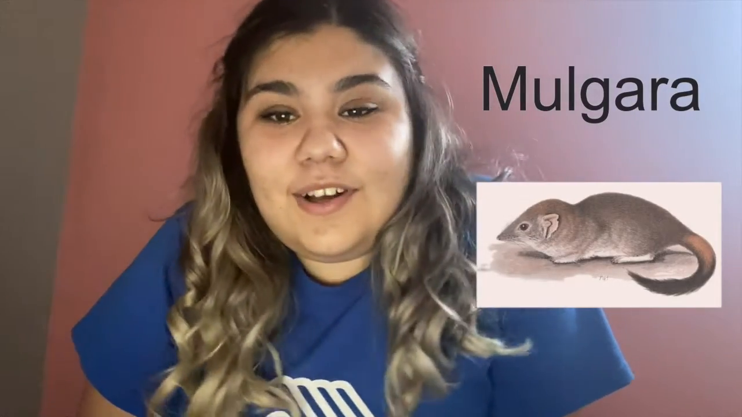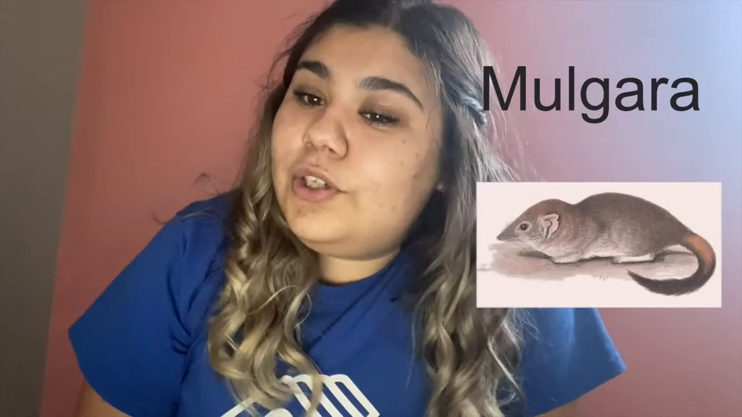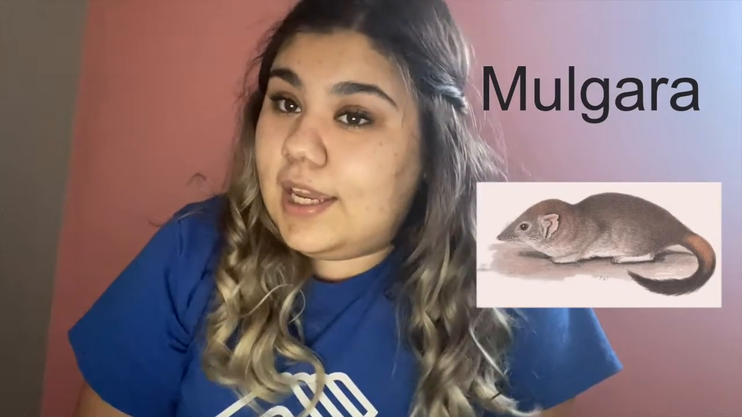Now we have finished talking about the plants. We are going to talk about some of the animals that live in the desert. Starting off with the mulgaras. These are tiny nocturnal mice that typically live in the sand dunes.